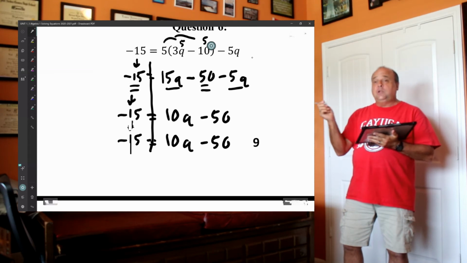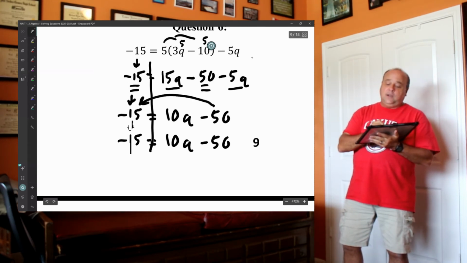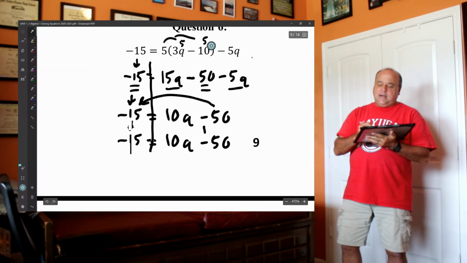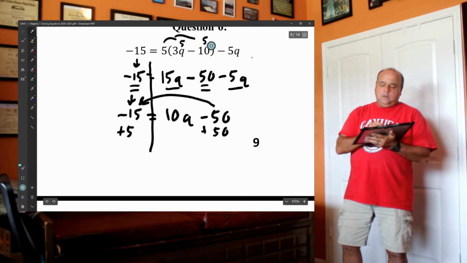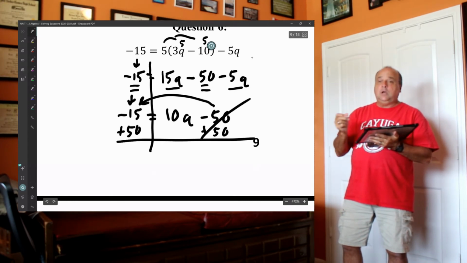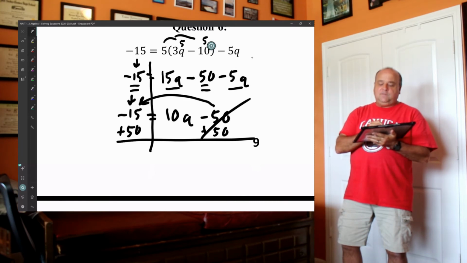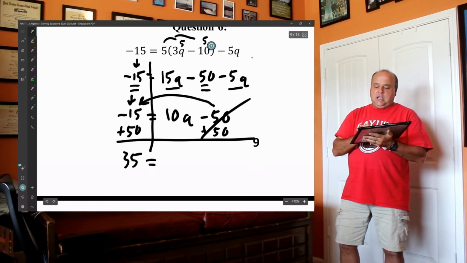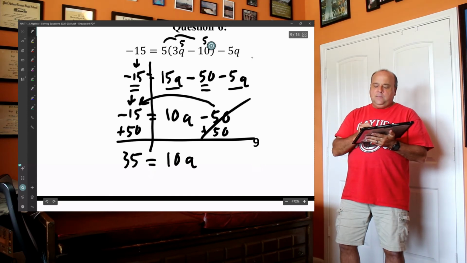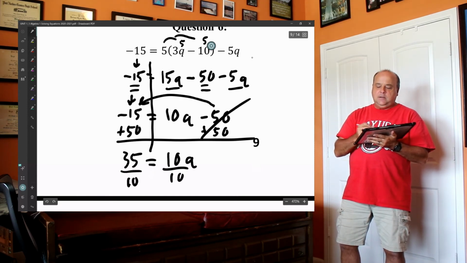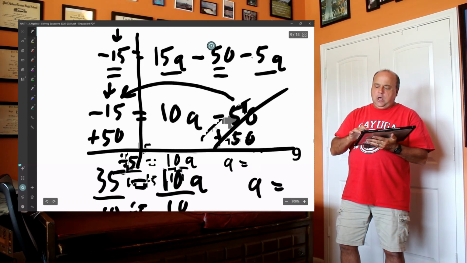Now then, the Q is on the right, so the letters have got to go to the left, don't they? So the opposite of minus 50 is plus 50. The 50s cross out to 0. Negative 15 plus 50. You got more 50s, don't you? So the sign's positive. We don't have to write it, but we're taking 15 away from 50, which is 35, equals 10Q. Then we're going to divide both sides by 10, and we're going to get Q equals, this would have a GCF of 5. You would get 7.